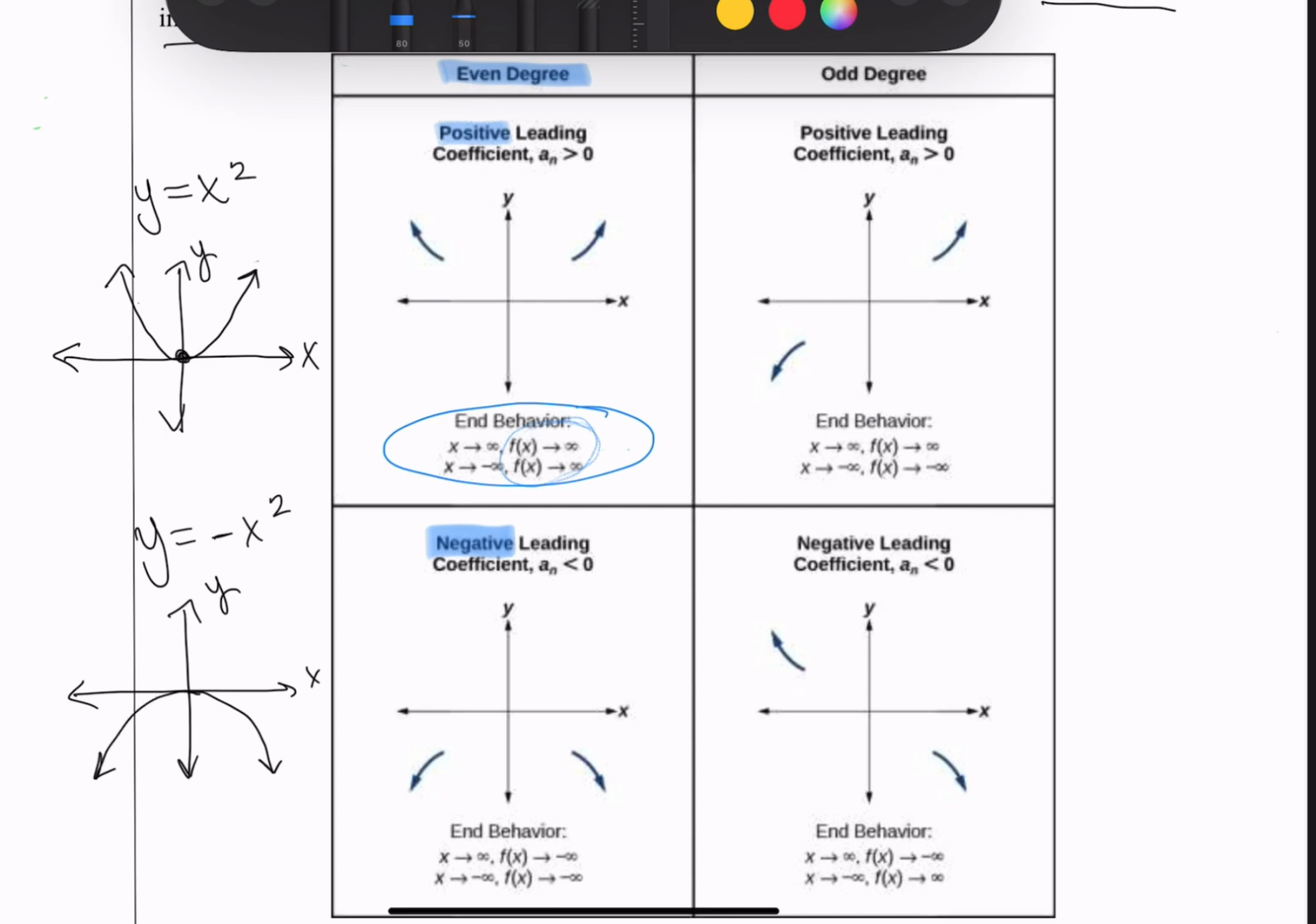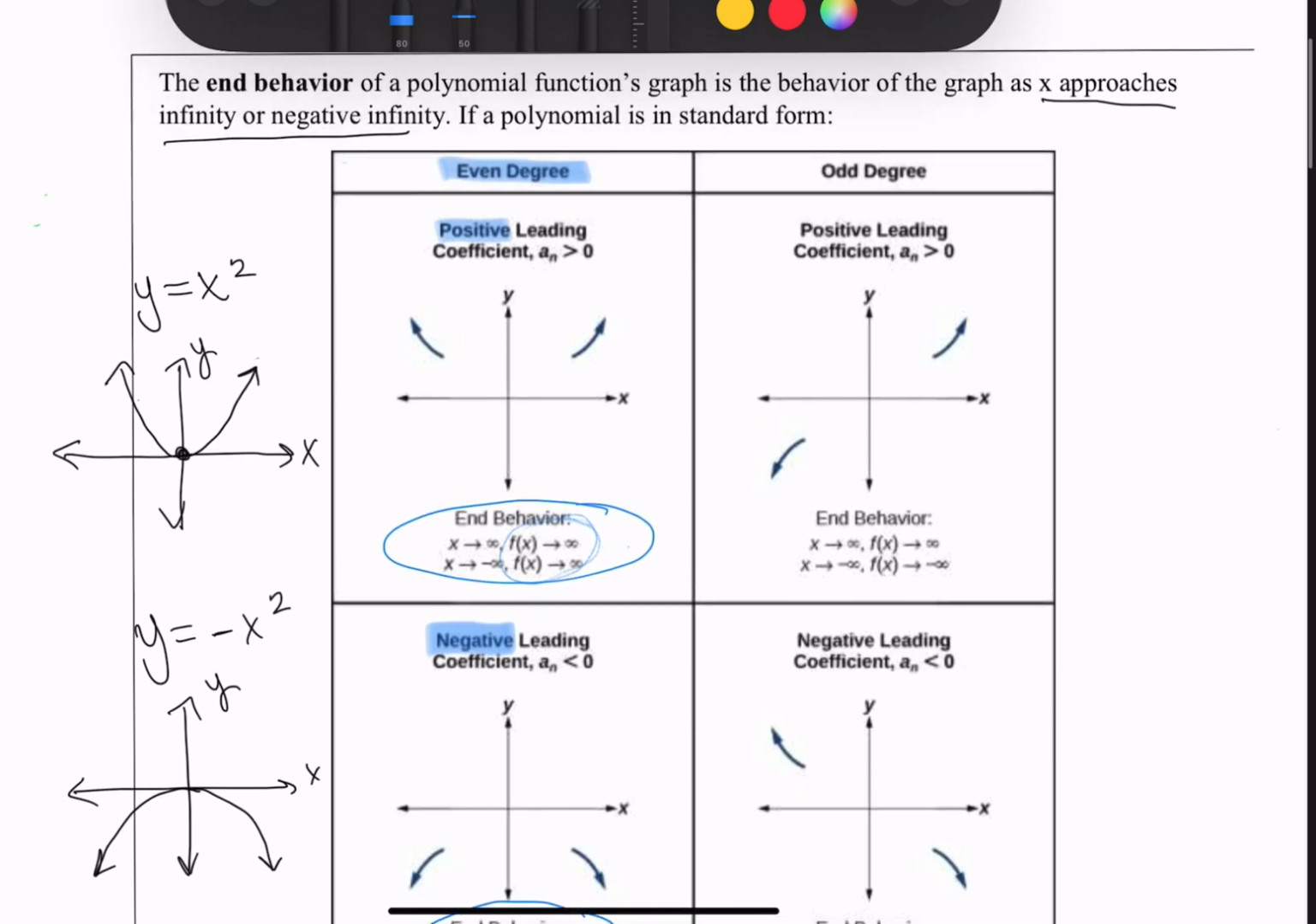So then we can say that the end behavior is described down here as x gets large or goes to infinity, f of x gets really small or goes to negative infinity. And as x gets really small, f of x still gets really small. So you can see that those end behaviors are the same, going in the same direction. So for an even degree, whether it's a positive or a negative leading coefficient, you're going to have end behavior going in the same direction.